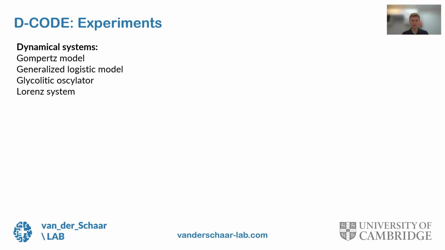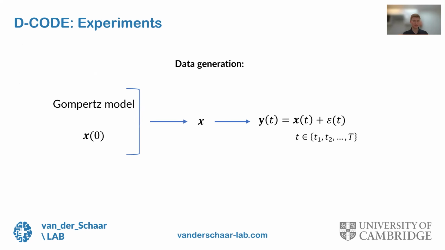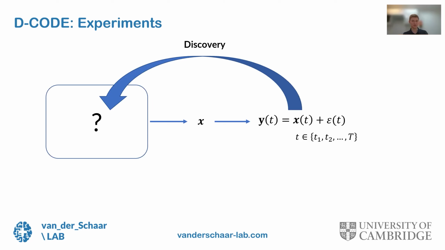So now, to evaluate performance of DeCODE, we conducted a series of synthetic experiments. We chose the following four dynamical systems. Now, to generate data for each of the experiments, we first choose one of these systems, and we sample the initial condition from a uniform distribution. Then we solve the initial value problem to obtain a true trajectory, and then we sample from it at discrete times and add independent Gaussian noise. That's how we create our data set. And then we forget about the equations and the initial conditions and try to discover the underlying system based just on the observed trajectories.